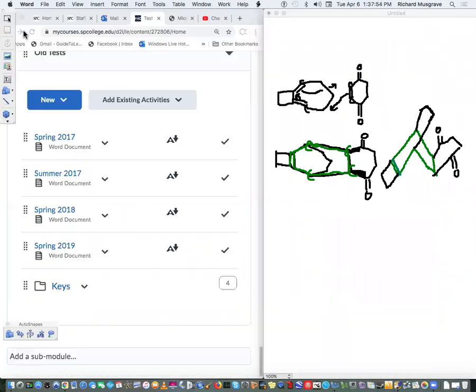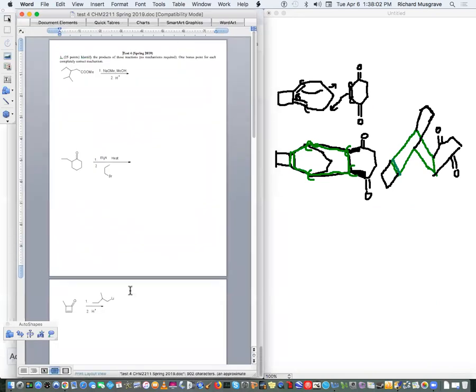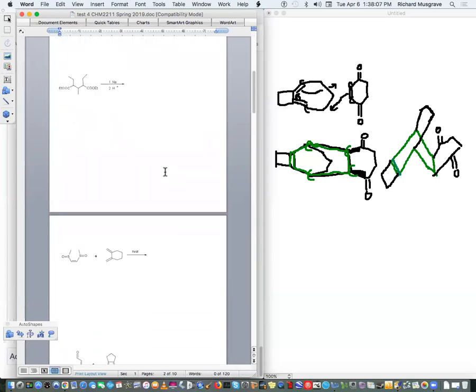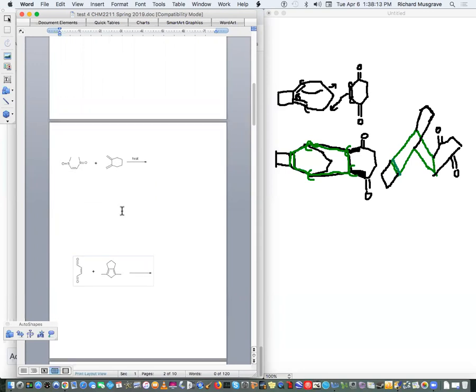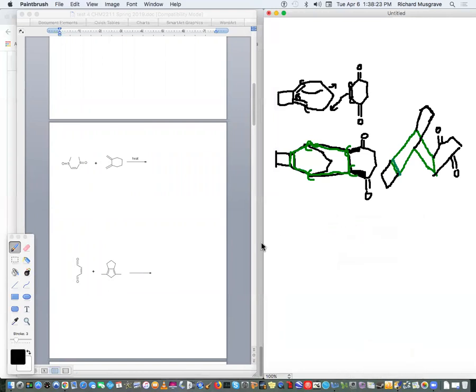Let's do the last one here. Spring 2019. Okay, so that one there is your 2D diagram. I'm not going to worry about that one for now. I'll just show you the answer. I won't do the whole thing, but I'll show you the answer. Now I'll show you the whole thing.